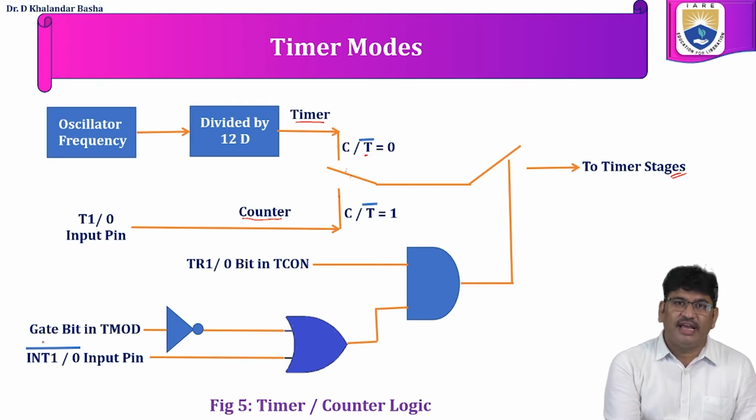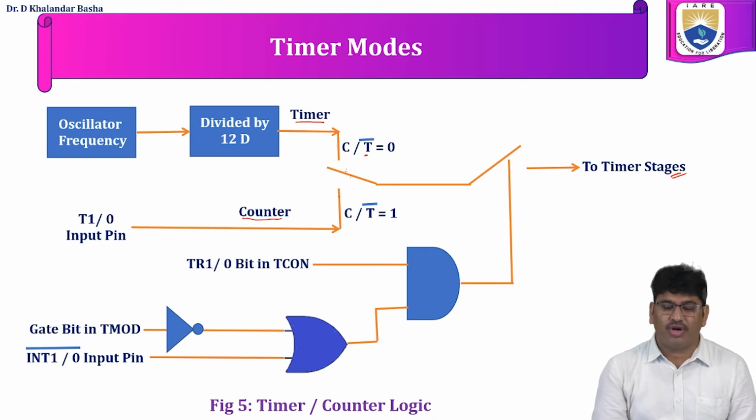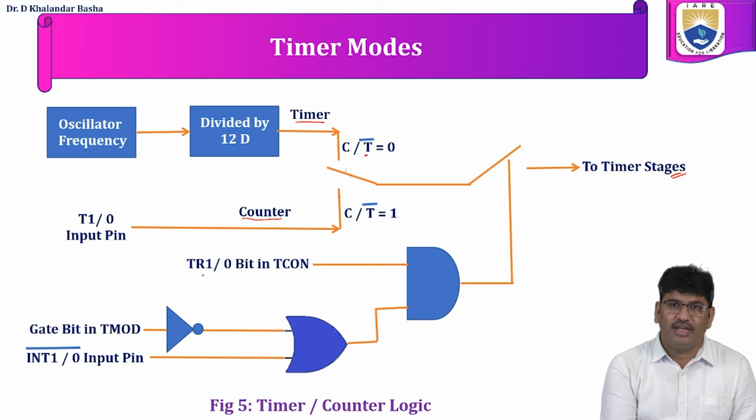The first one is the gate bit in the TMOD register. The second one is for this AND gate, where we give one input as timer run 1 or 0. If it is for timer 1, it is TR1.